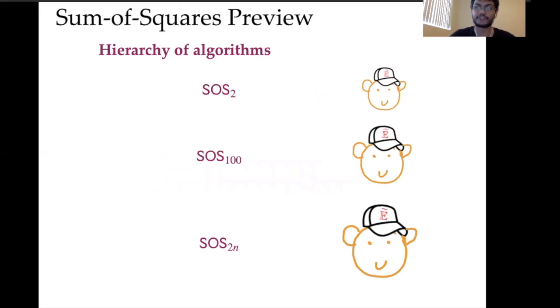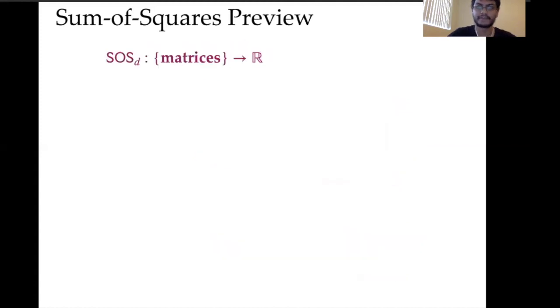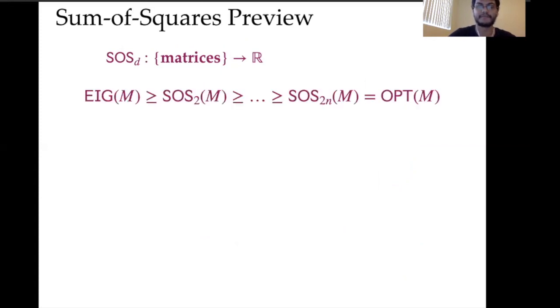And our results can be seen as some sort of a partial confirmation of this belief. So to talk about what we mean by partial confirmation of this belief, I'm now going to give you all a sneak peek of the sum of squares hierarchy. So for now, you should think of the sum of squares hierarchy as being a sequence of increasingly powerful algorithms. And what each algorithm does is it takes an M and it outputs an upper bound on opt of M.